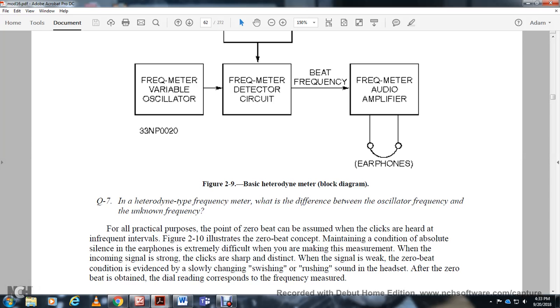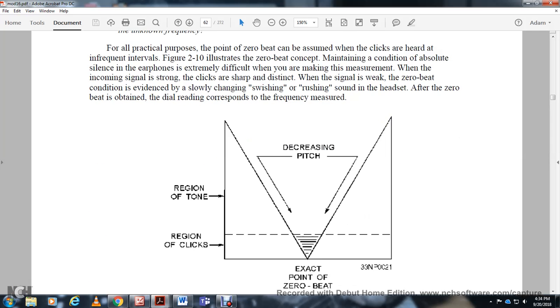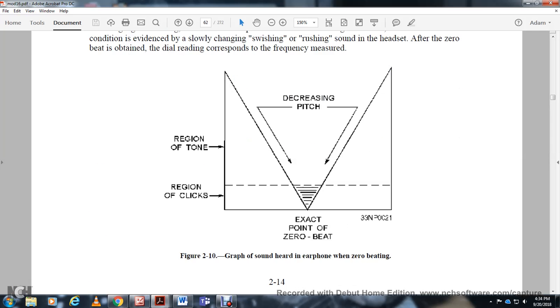It is extremely difficult to make the measurement when the incoming signal is weak. When the incoming signal is strong, it is shown by the sharpest click. When the signal is weak, the zero beat condition is evident by a slow change, a swinging, rushing sound in the headset. The zero beat is obtained at the point of the frequency being measured. This graph shows the sound heard in the earphone: the zero beating, the decreasing space of the ringing region of the tone, the region of clicks, and the exact point of the zero beat.